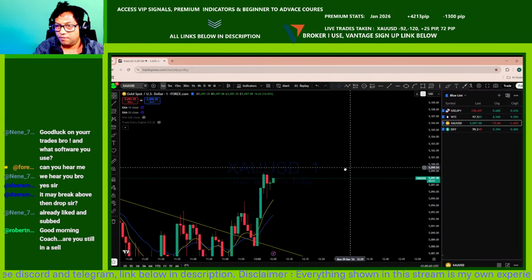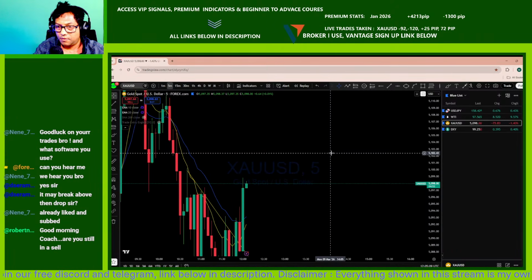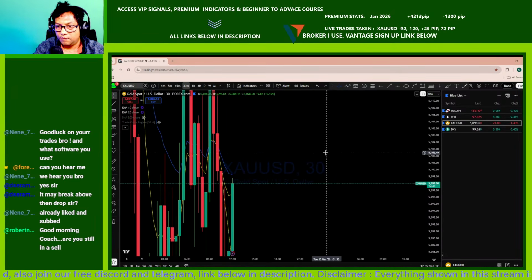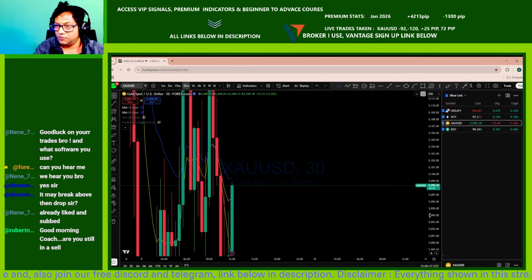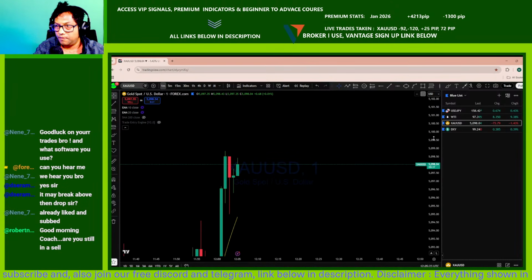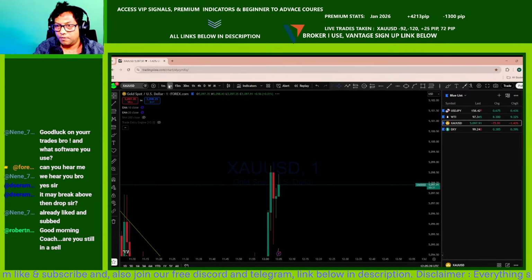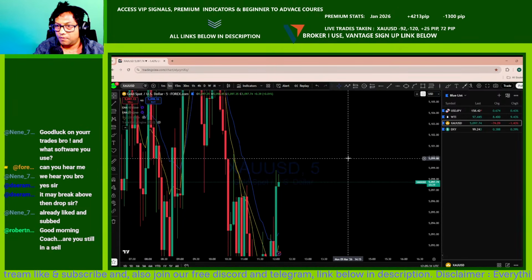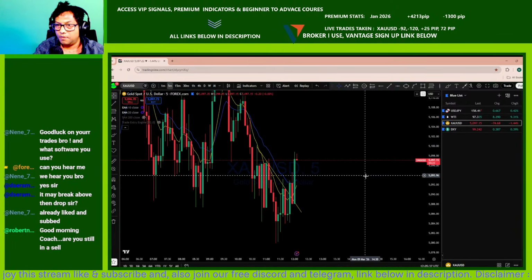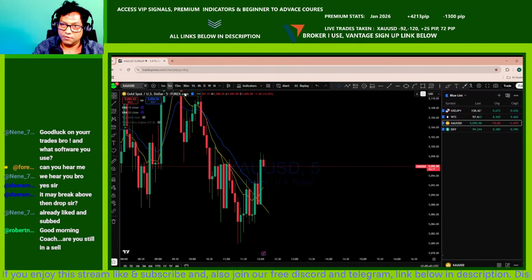Now, let's reach that very sharp level. This is a very sharp level that you can see. Okay, we might see now straight coming down back below.